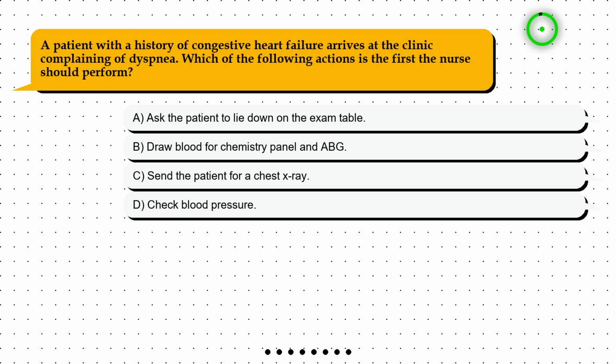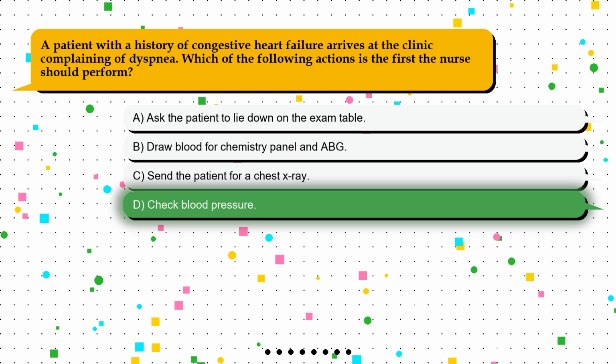Question 8. A patient with a history of congestive heart failure arrives at the clinic complaining of dyspnea. Which of the following actions is the first the nurse should perform? Option A, ask the patient to lie down on the exam table. Option B, draw blood for chemistry panel and ABG. Option C, send the patient for a chest X-ray. Option D, check blood pressure.